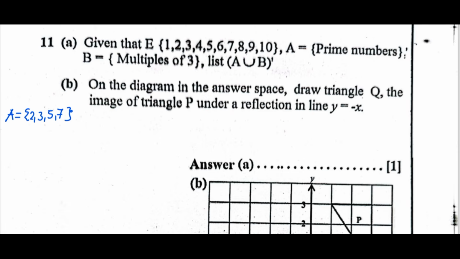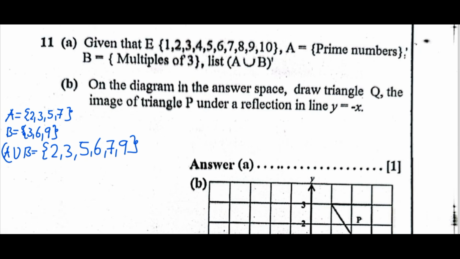Then let's look at B. We are looking at multiples of 3. So multiples of 3 are the numbers that we get when we multiply by 3. 3 times 1 is 3, 3 times 2 is 6, 3 times 3 is 9. It won't exceed 10, 10 is our limit. Now let's make A and B one set. So we are going to find A union B. So this will be 2, 3, 5, 6, 7, 9.